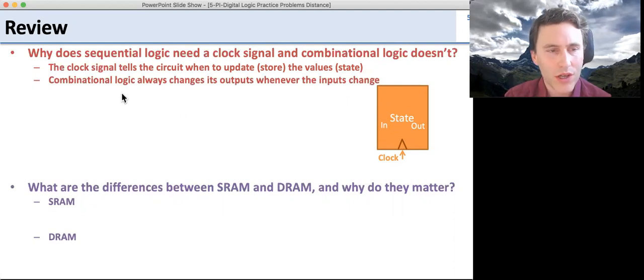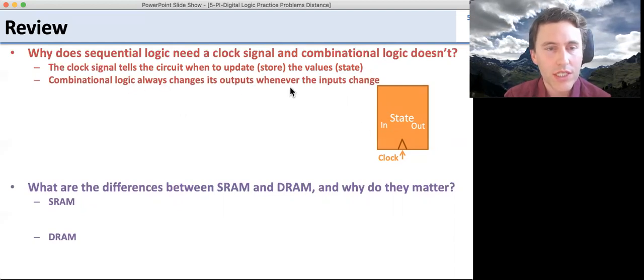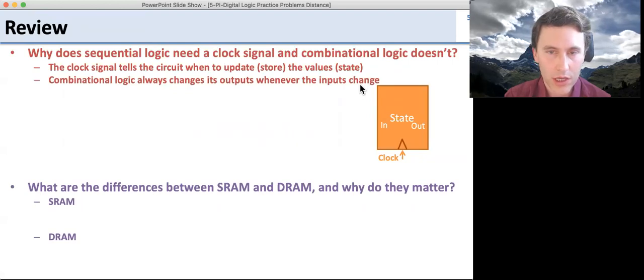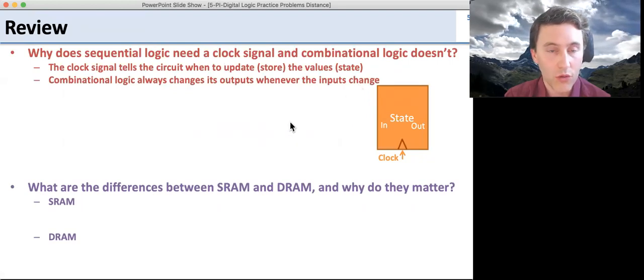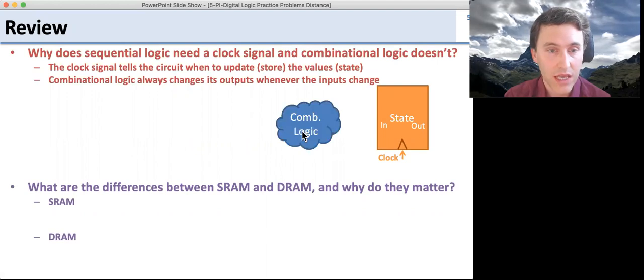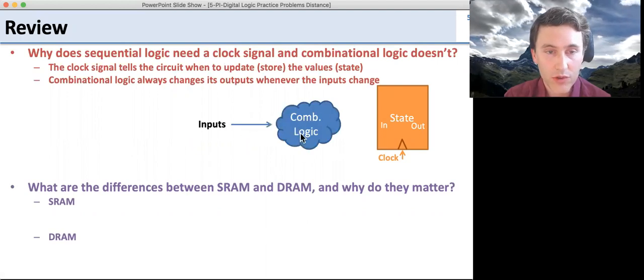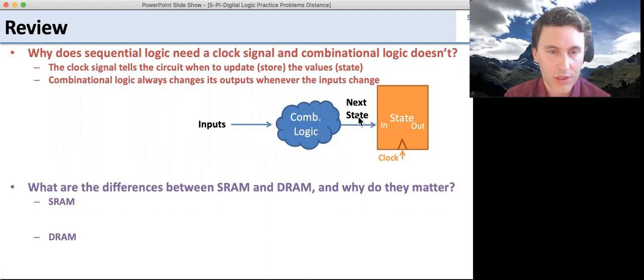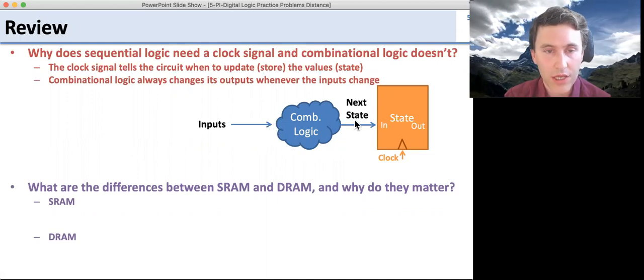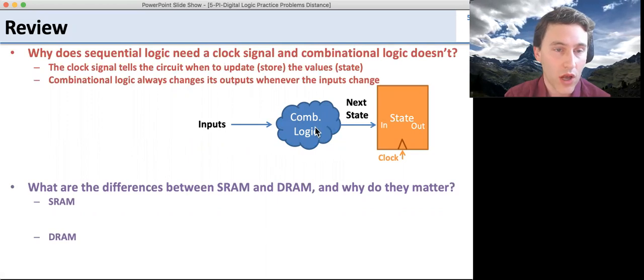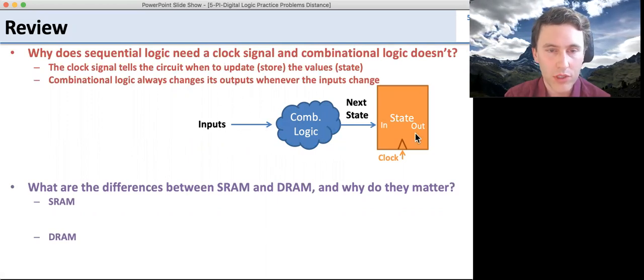The combinational logic is different. It always changes its outputs whenever the inputs change. So combinational logic is just a whole bunch of different gates, and you put in an input, they go through some logic, and right away an output comes out. It changes immediately when you change the inputs, the output changes. So this doesn't have any sort of clock because it changes immediately whenever the inputs change.